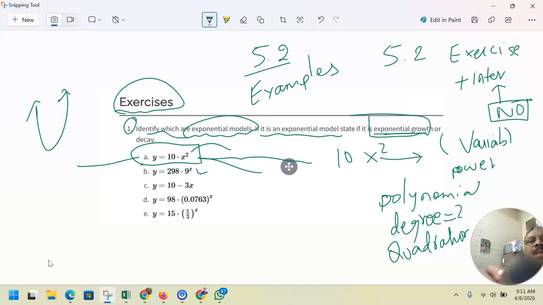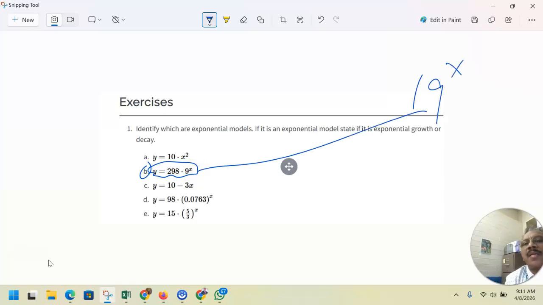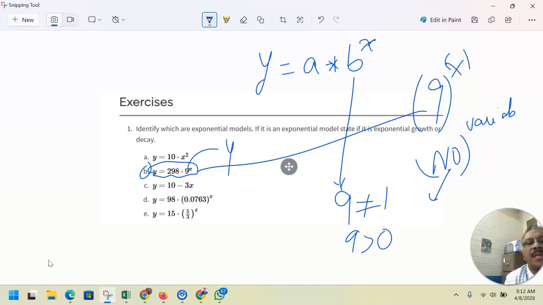The second one is y equals 9 raised to x. This itself is a number raised to a variable. Whenever you have a number raised to a variable, we want to make sure the number is positive. When you compare this 9 to the exponential equation y equals a times b to the x, the b that you have is 9, which is not 1 and is greater than 0. As long as you have this, that's good. So yes, this is an exponential model.